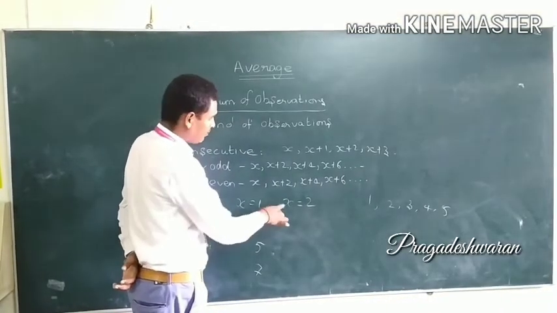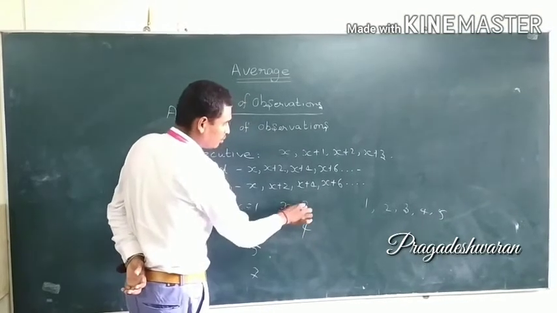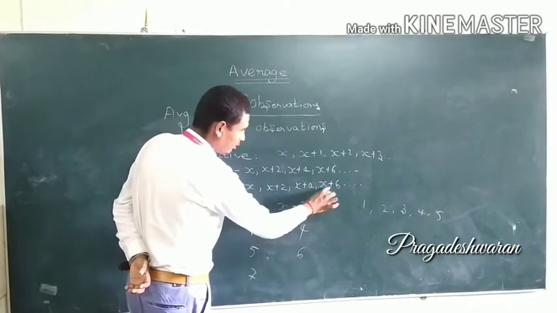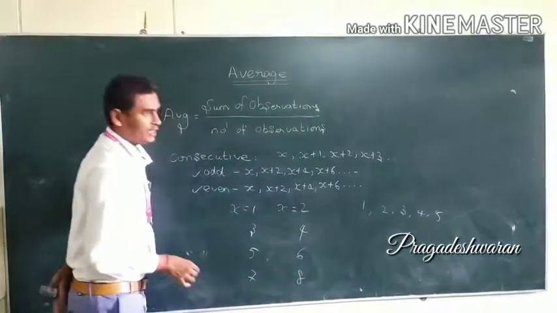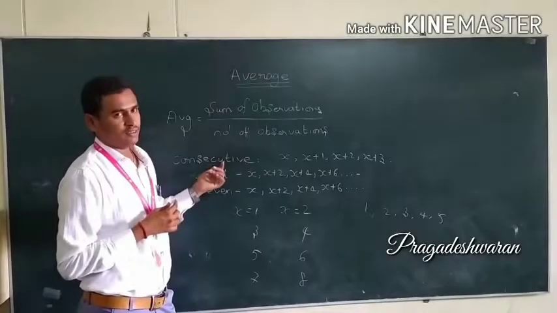Even consecutive is nothing but if you are substituting an even number instead of x, it may be any even number. So the resultant value will be 2. Again 2 plus 2 it is 4. 2 plus 4 it is 6. Then 2 plus 6 it is 8. If even numbers are successive, then it is said to be even consecutive.